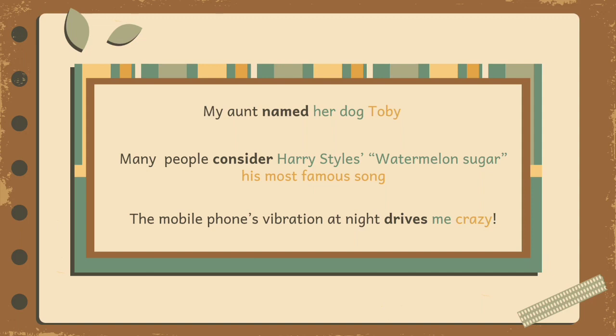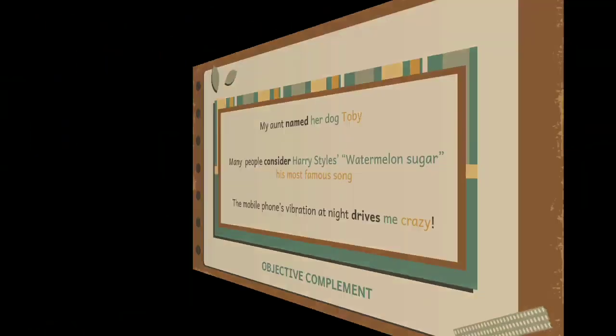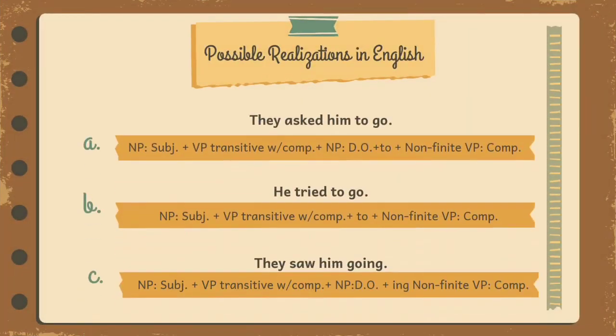And finally, as an idiomatic expression, "drives someone crazy," we have "The mobile phone's vibration at night drives me crazy." Subject, verb, direct object, me, and complement, crazy. In this case, the complement is an objective complement. Taking this into account, we will now make a comprehensive description of this pattern, beginning with its possible realizations in English, and continuing with those possibilities that are found in Spanish.